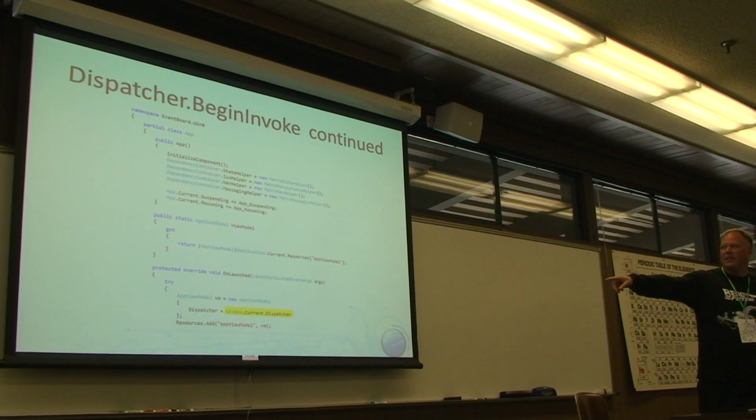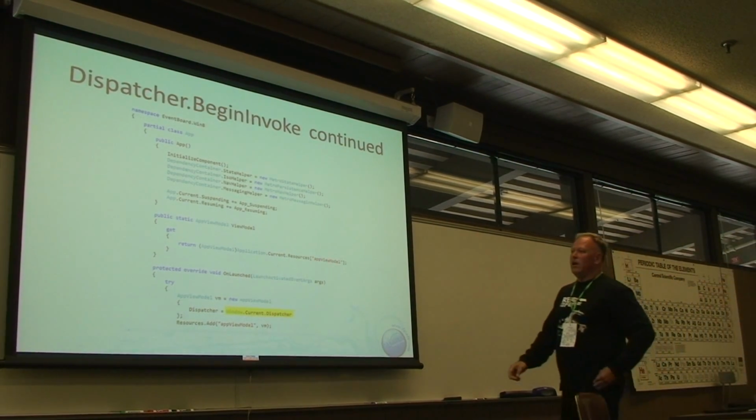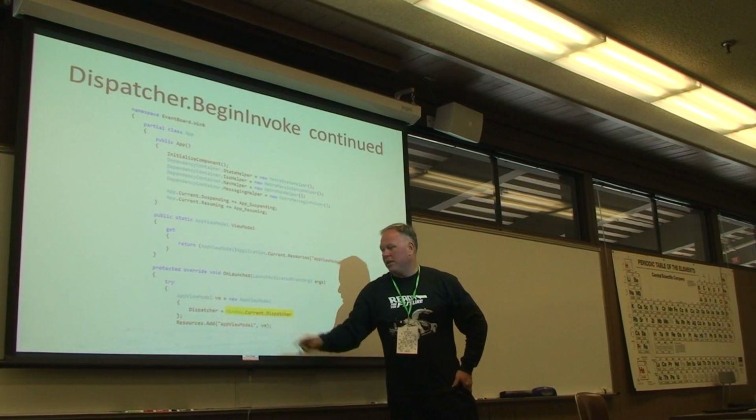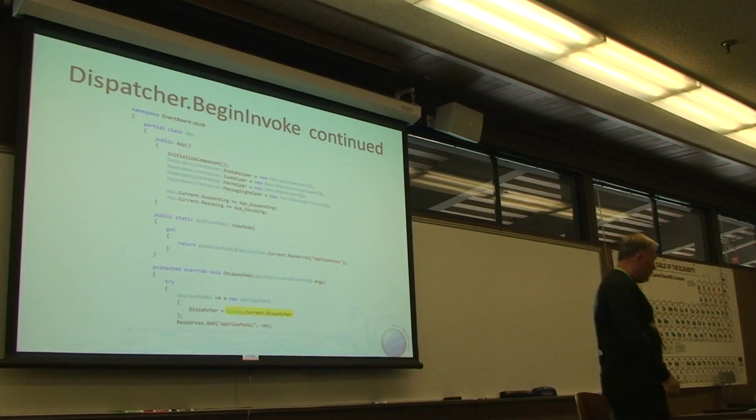So here's an example of me setting this all up. I create my view model, I set this dispatcher property, and go.